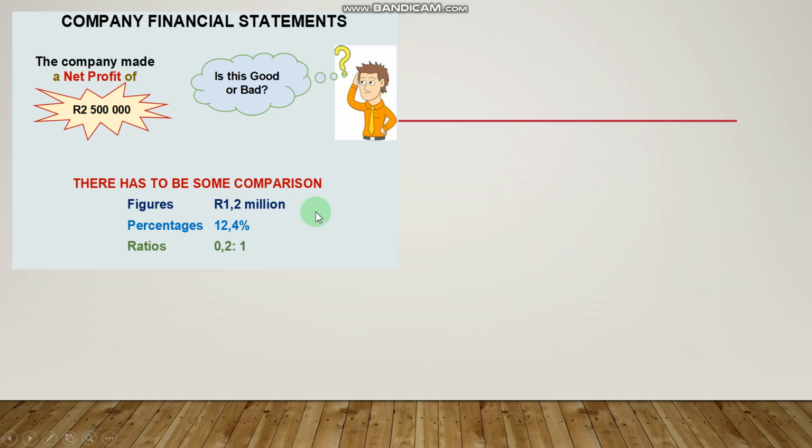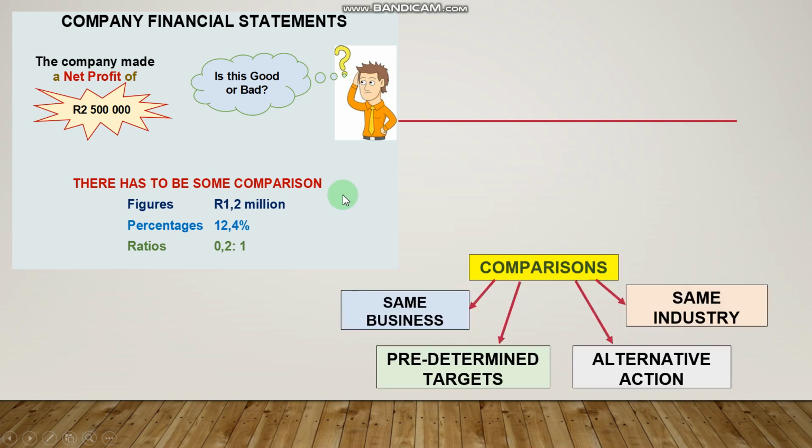So this brings me to the actual interpretation that I need to do. There has to be some form of comparison. I can look at figures. I can look at the figures from one year to the next. I can look at percentages. I can look at ratios. You have seen this. I've shown you in an extensive discussion on the different categories of financial indicators. So now, when you are doing the comparisons, what are we comparing? This is what you need to bear in mind.